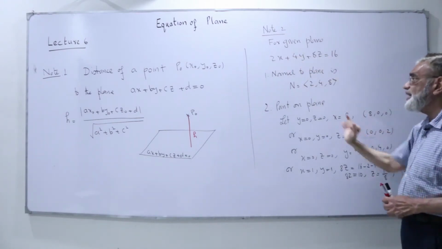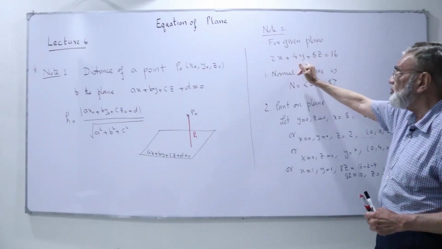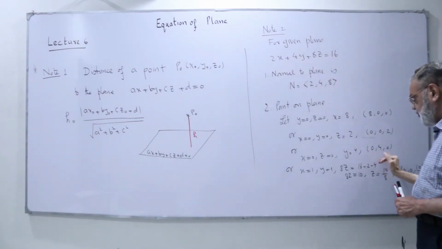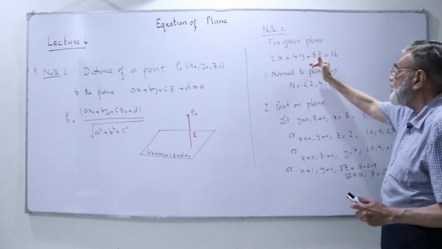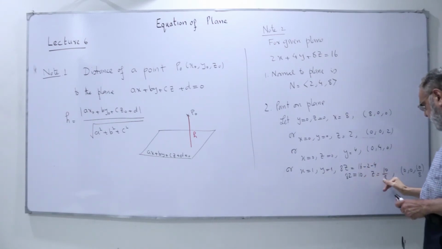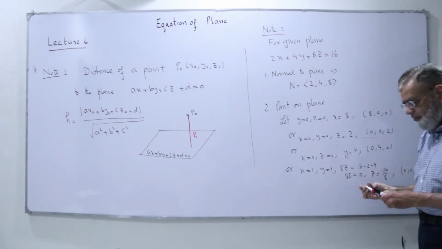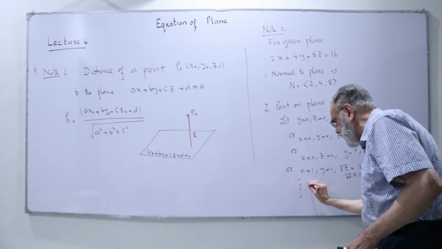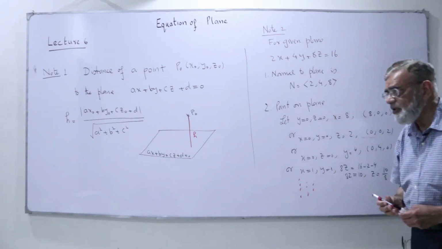So (0, 0, 2). We can take x equal to 0, z equal to 0, and the value of y equal to 4, giving (0, 4, 0). Or we take x equal to 1, y equal to 1, and so on. We can have an infinite number of points. In this way we can find points on a plane.